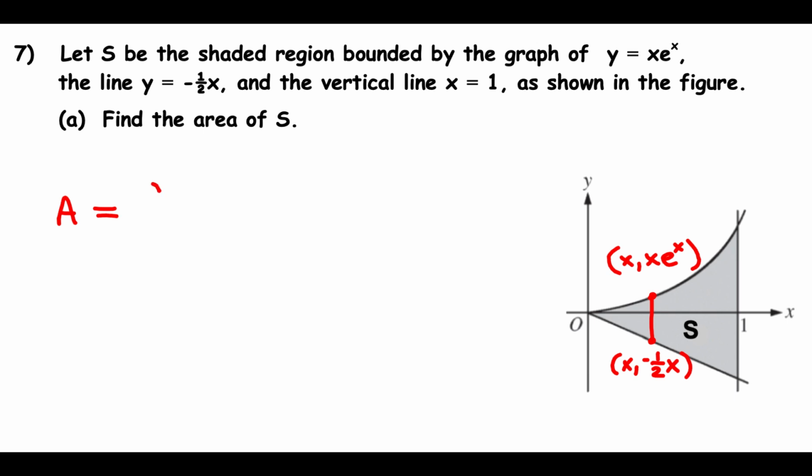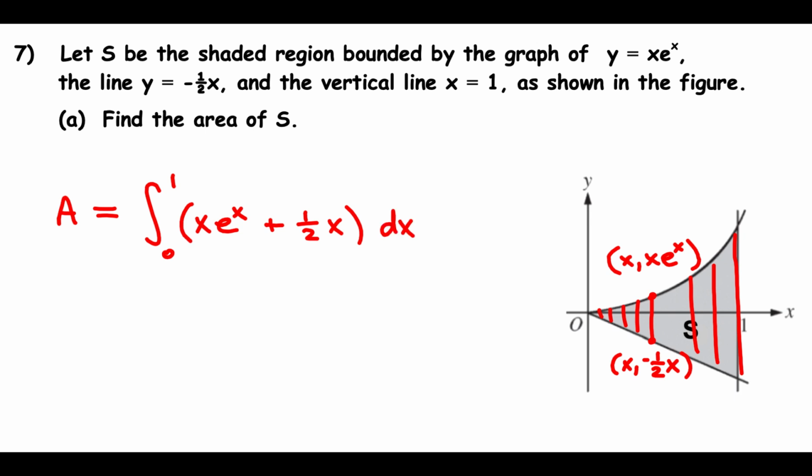So the area will be the integral. And again, these tiny little rectangles start at 0. They get bigger, bigger, bigger until the last one is at 1. So we're going to integrate from 0 to 1. No pi in front. We're not whirling around an axis. We don't have circles. These are just rectangles. Top minus bottom. So x e to the x minus negative 1/2 x. That's going to be plus 1/2 x dx.